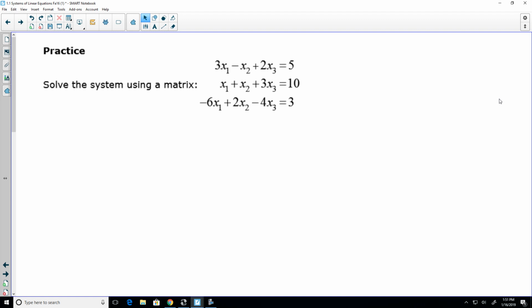We'll go through the steps. We'll use the same method that you just learned. The next section, I'm going to teach you a different method, but we'll use the same method. We'll get the triangular form, and then we will back substitute, okay, if possible.